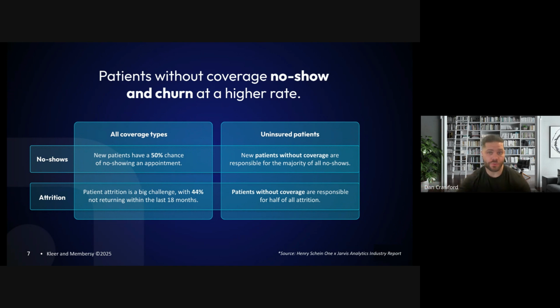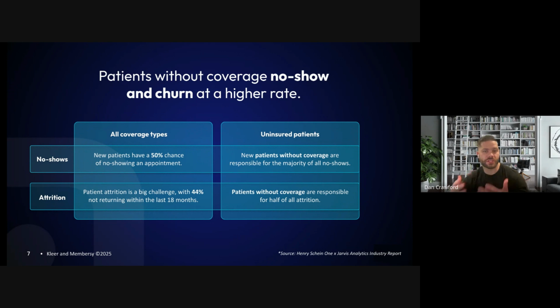Now, once we do get them in the door and they do complete that appointment, the next challenge becomes attrition. We want to keep them coming back, get them on for 6 months, get them on for 4 if they're perio, whatever that may be. But attrition then, of course, becomes a major issue once you do complete that appointment. So of new patients that do complete that initial appointment, 44% of them will not return in the next 18 months, right? And again, patients without coverage are your worst offenders here, right?